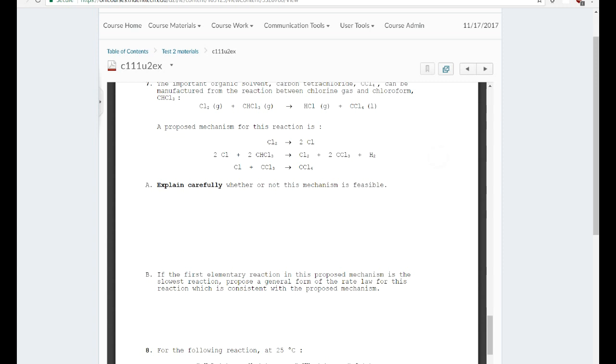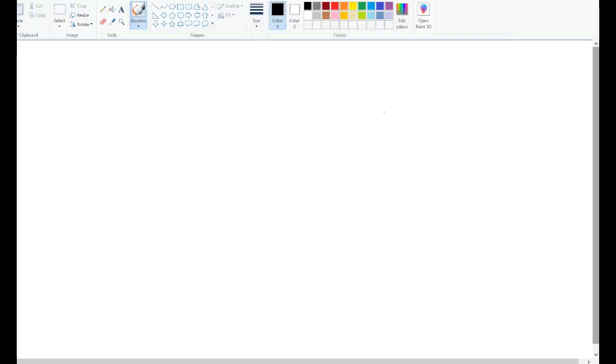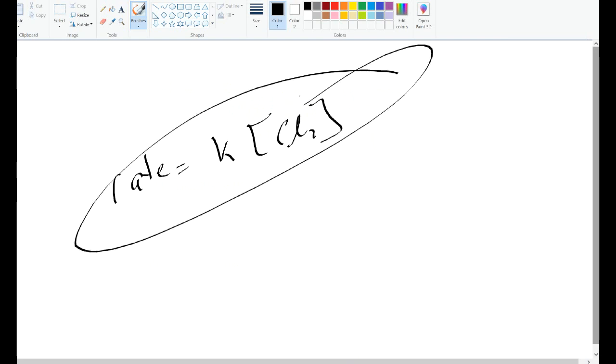Okay, so if the first reaction in the mechanism is the slowest, propose a general form of the rate law, which is consistent. Well, that would just be rate equals k[Cl2]. Because it's an elementary reaction, so the rate law for an elementary reaction is just very simple, with the order being equal to the coefficient of the reactant. So that's all she wrote.